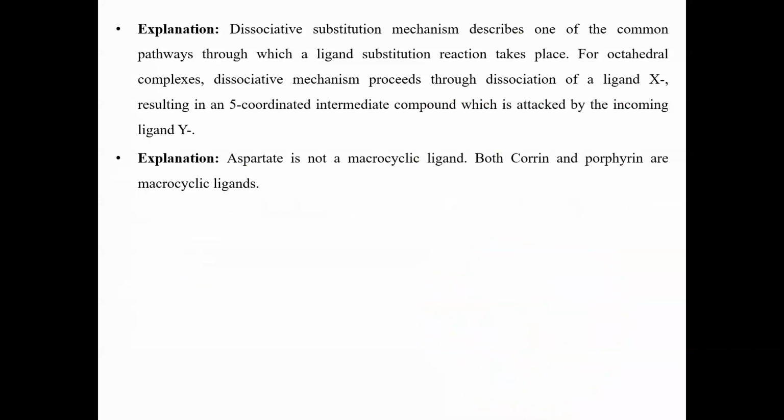So same thing is written here. Dissociative substitution mechanism describes one of the common pathways through which a ligand substitution reaction takes place. For example, in octahedral complexes, the dissociative mechanism proceeds through dissociation of a ligand, resulting in a 5 coordinated intermediate compound, which is easily attacked by the incoming ligand Y.